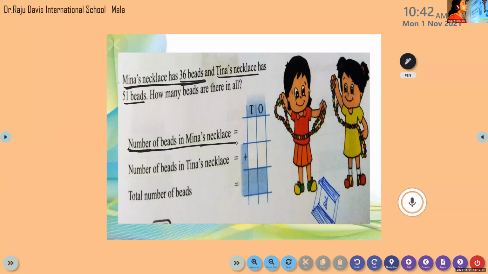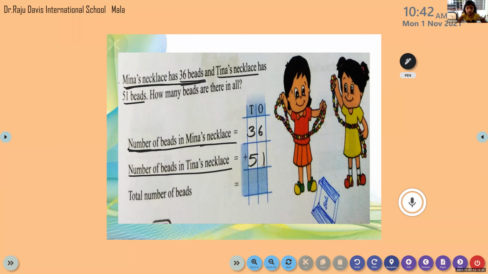All of you please listen. Keep your pencils down and listen carefully. Number of beads in Mina's necklace. How many are there? 36. Okay. Answer. Yes, you already got the answer. Very good. Then what is the next step? Number of beads in Tina's necklace. How many are there? 51.